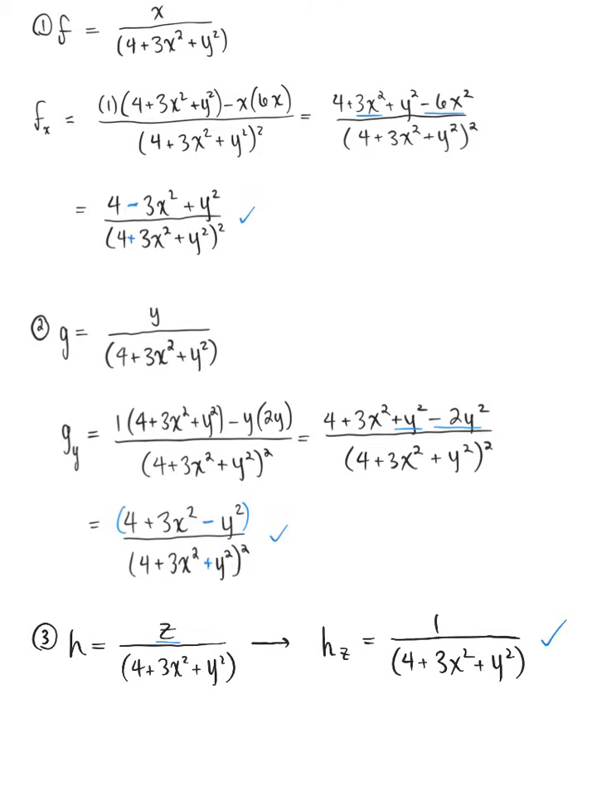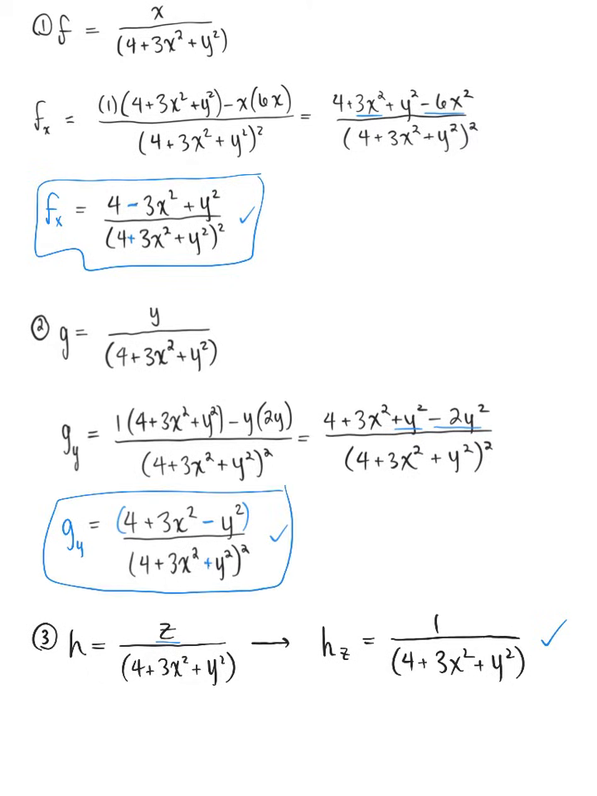So we have the partial derivative of f with respect to x. We have the partial derivative of g with respect to y. And we now have the partial derivative of h with respect to z. The only thing with this is we don't want to get so excited we found these partial derivatives that we forget our job here is to find the divergence. So we're going to need to take the sum of these three partial derivatives.